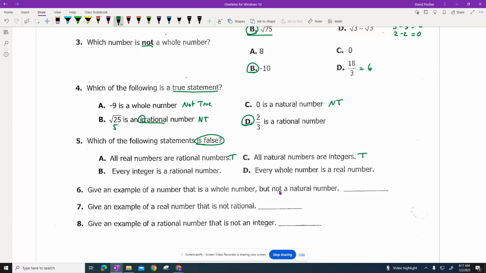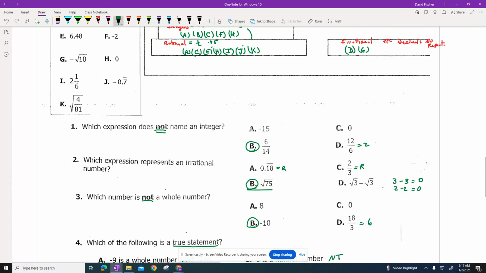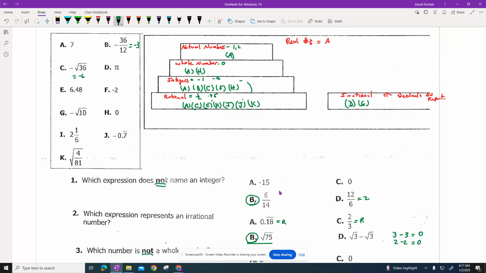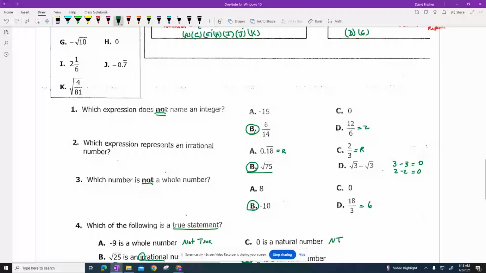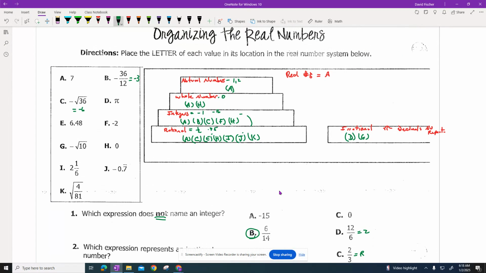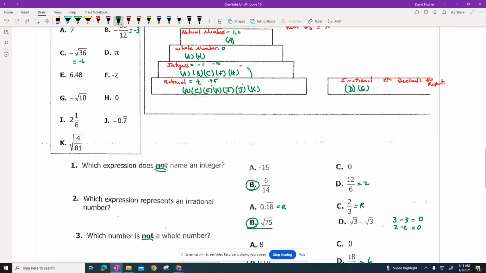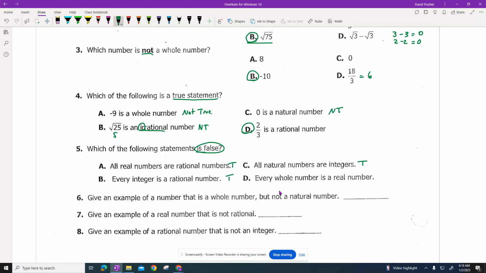Every integer is a rational number, so we've got to see where integer starts. Every integer, so all these numbers, don't they all fall down into rational? So that guy's true. Every whole number is a real number. Whole numbers. Here's a whole number. Every whole number is a real number. That one's true, so we messed up somewhere because all numbers are real numbers. That's the easy one that nobody better miss.